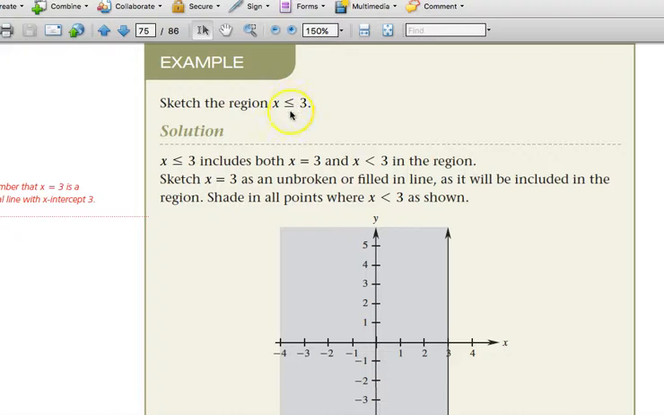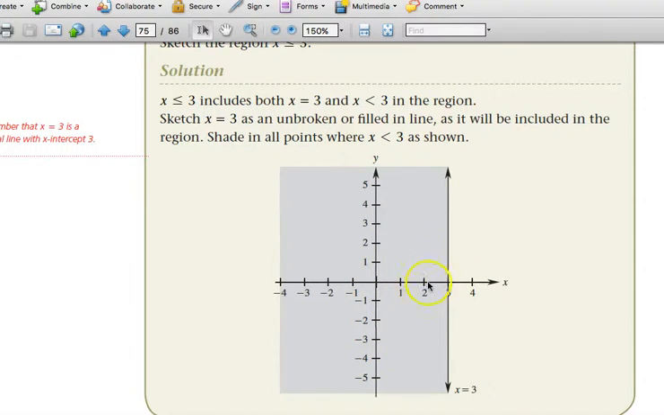But with this, x is less than or equal to 3, we draw a solid line because it can be 3, okay? So we're sketching the line x equals 3, and then we're shading in all of the x values that this relation can take on. So if x is less than 3, then x could be 2, x could be 1, 0. So we shade the left-hand side of the graph. This left-hand side shows you where all the x values can be less than or equal to 3. Equal to 3 is on the line.